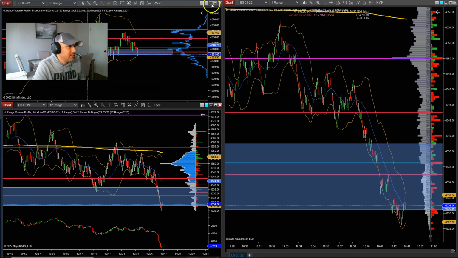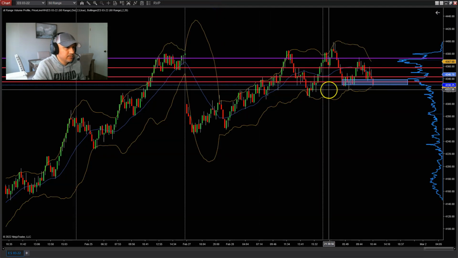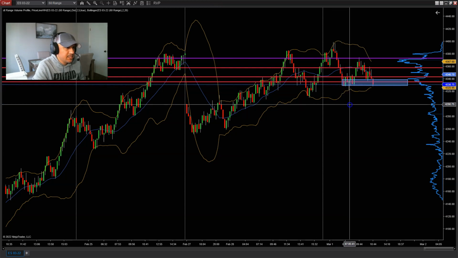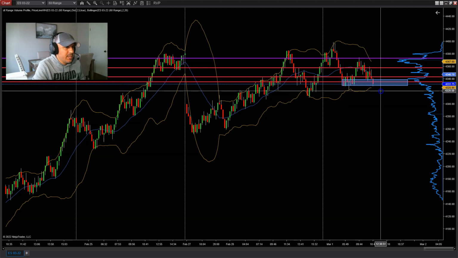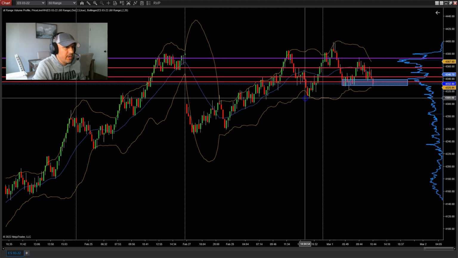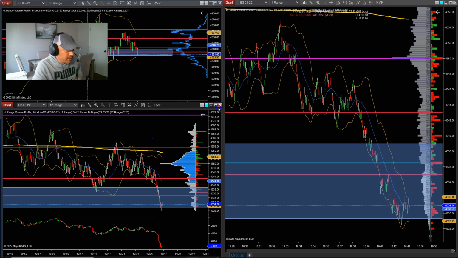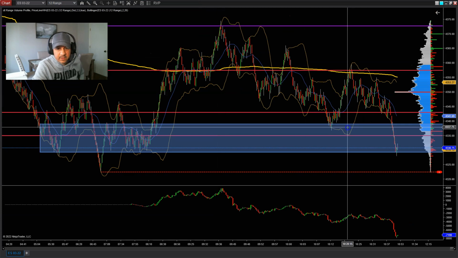So price is reacting in this area still. So be careful, because we're in a wedge here on the 60 range, and price is kind of moving sideways. So that could be tricky. Could be a tricky trading day. So let's see.